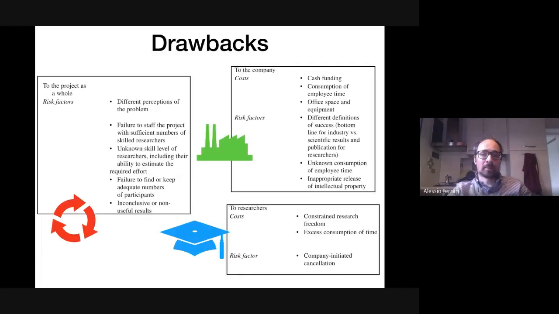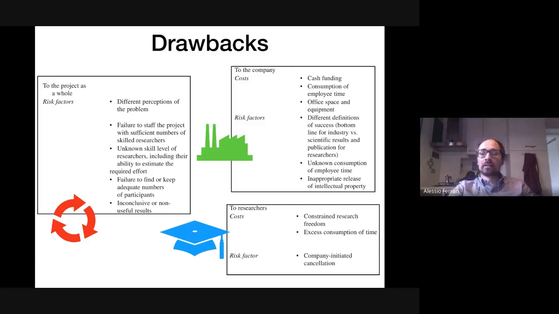There are drawbacks, of course, because for the company, there may be consumption of employee time. So you don't know at the beginning how much time is required by your employees, for example, for the usability study or for other degrees of training that might be required by the company employees from the researcher, and from the researcher to the company employees, depending on the design of the study. So it has a cost. It may lead to unexpected costs.